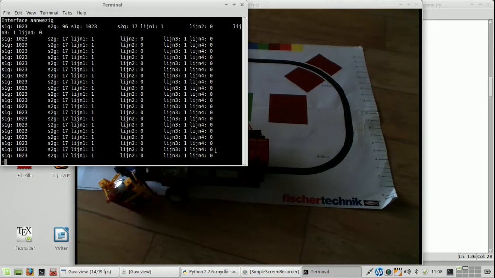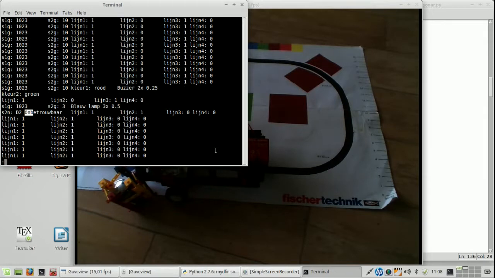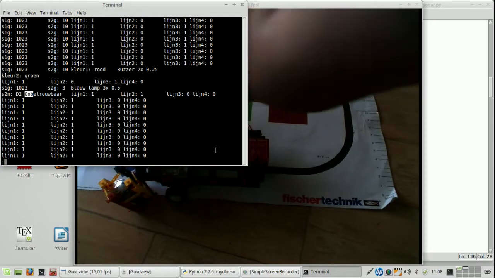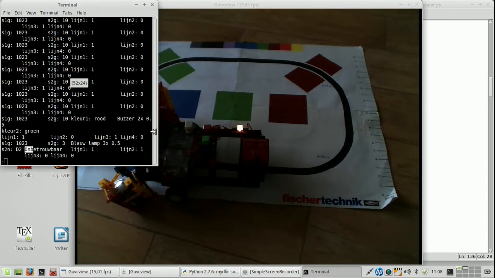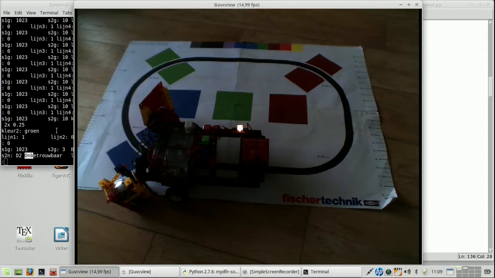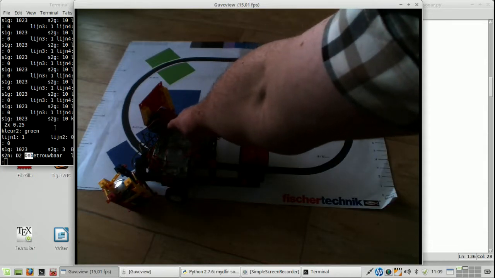Then I need here. Color 2 says green. Really? Color 2 is here. Oops, I am blocking my own view. So I have to be somewhere here. Color 2 is green and color 2 sensor is right here.